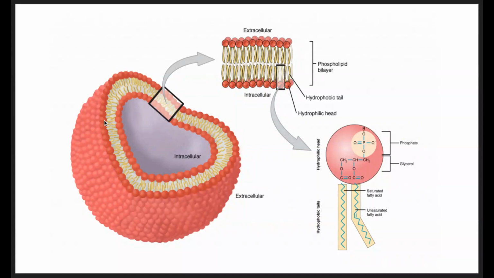And you can see there are heads on the outside of the cell, and then there's heads on the inside. And in between, you have these tails. So that's what the cell membrane would look like. It's a phospholipid bilayer. It's made of phospholipids, and the reason we call it a bilayer is because there are two layers of phospholipids here.